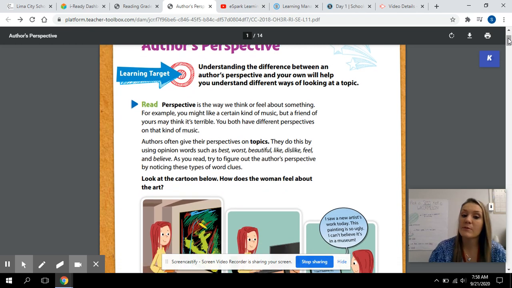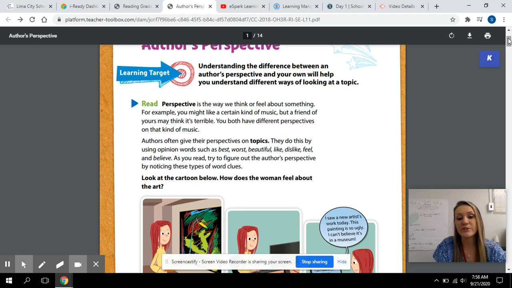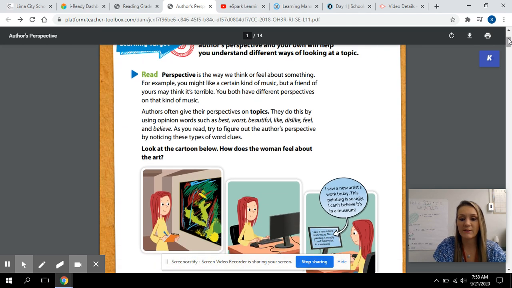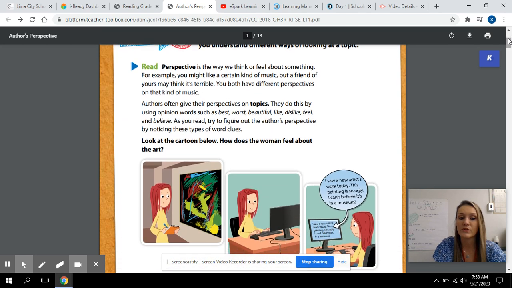So it says perspective is the way we think or feel about something. For example, you might like a certain kind of music, but a friend of yours may think it's terrible. You both have different perspectives on that kind of music. Authors often give their perspectives on topics. They do this by using opinion words such as best, worst, beautiful, like, dislike, feel, and believe. As you read, try to figure out the author's perspective by noticing these types of word clues.